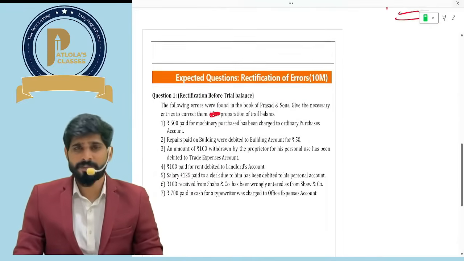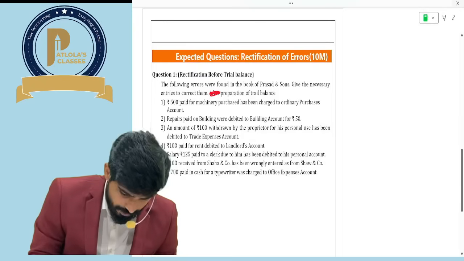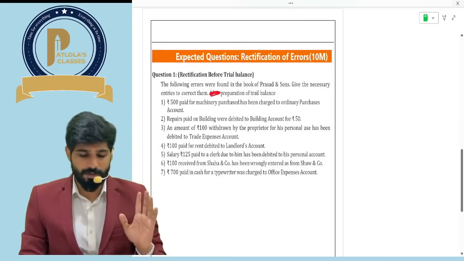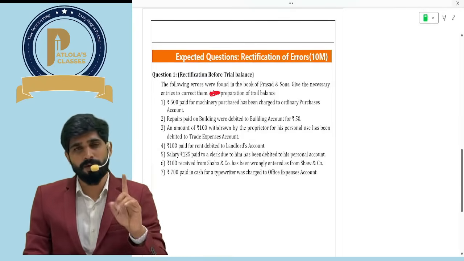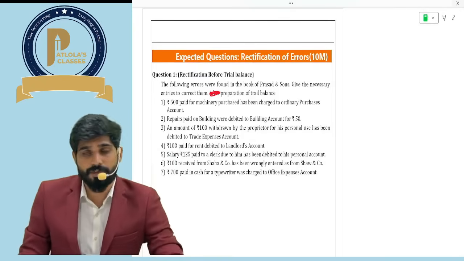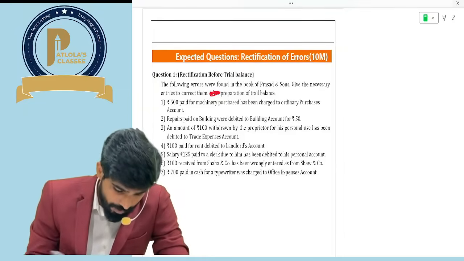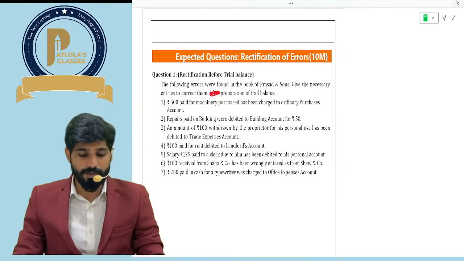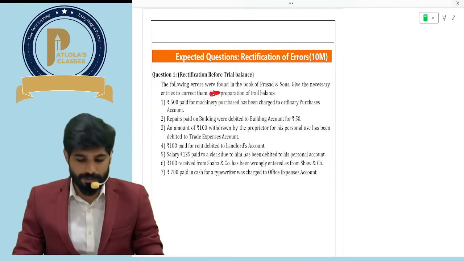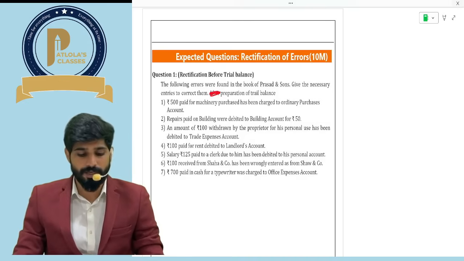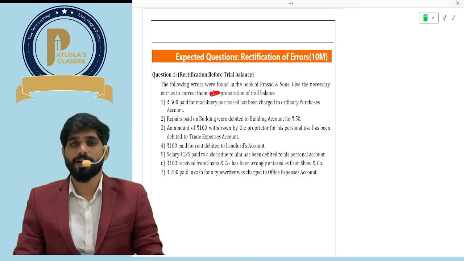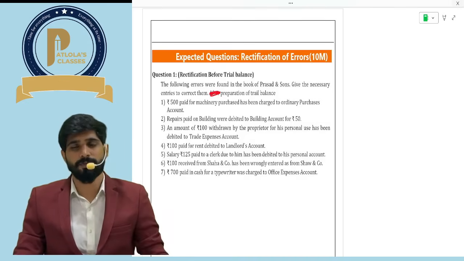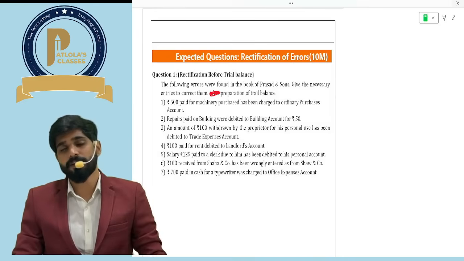Coming to the first question, this is the only question that I'm doing before trial balance. Let us see what the errors are. The following errors were found in the books of Prasad and Sons. Give the necessary entries to correct them before preparation of trial balance. Guys, in this case there is no suspense, nothing, because we have not yet prepared the trial balance.